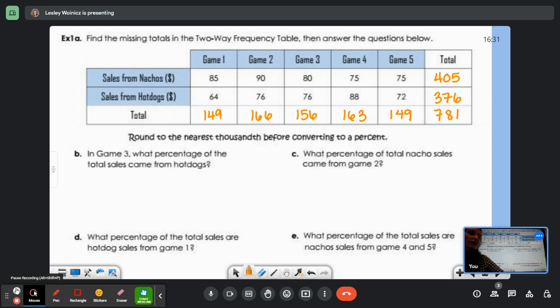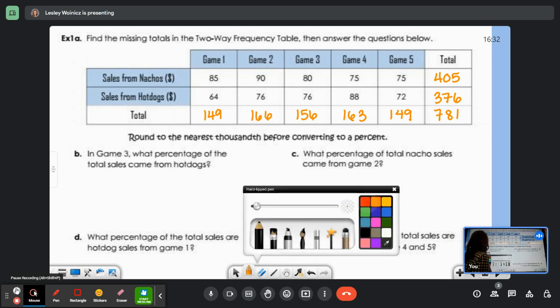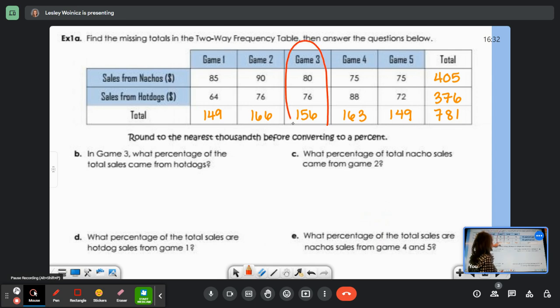Okay, so those totals are going to help us answer these questions. For these questions, we're to round to the nearest thousandth before converting to a percent. So it says in game three, what percentage of the total sales come from hot dogs? I'm only looking right now at game three, right here. So I want hot dogs over total.